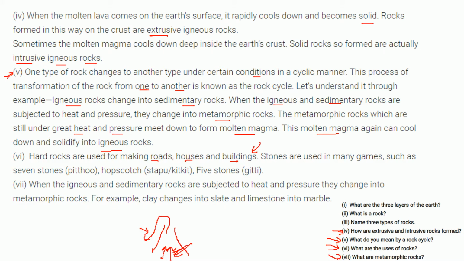Next is, what are metamorphic rocks? When igneous and sedimentary rocks are subjected to heat and pressure, they change into metamorphic rocks. For instance, clay changes into slate and limestone into marble, the Sangmarmar.